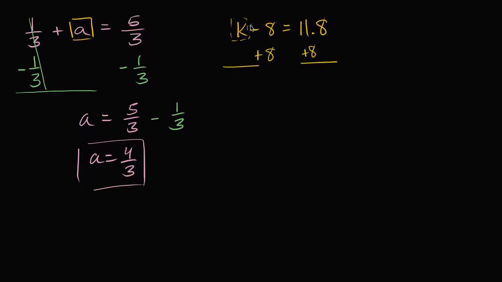The left-hand side, you're subtracting 8 and then you're adding 8. That's just going to cancel out, and you're just going to be left with k. And on the right-hand side, 11.8 plus 8. Well, 11 plus 8 is 19, so it's going to be 19.8. And we're done. And once again, what's neat about equations, you can always check to see if you got the right answer. 19.8 minus 8 is 11.8. Let's do another one. This is too much fun.